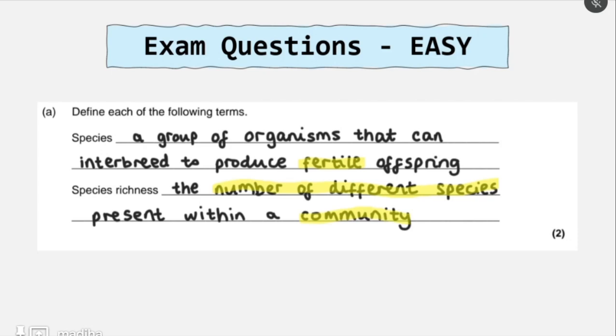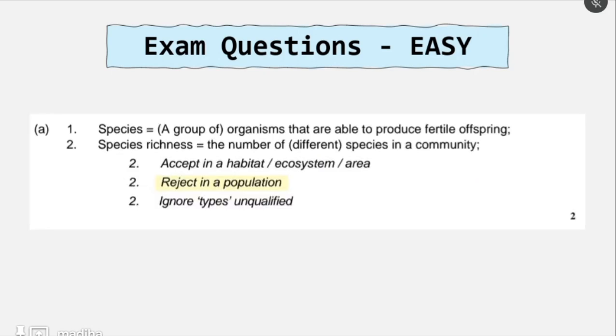Now if we look at the mark scheme, species: a group of organisms that are able to produce fertile offspring. You don't need to write interbreed, it's the same thing. You just need to talk about organisms producing fertile offspring, okay? Now with the other one, we're talking about the number of different species within a community. That's exactly what I put. They do allow habitat, they do allow ecosystem, they do allow area, which I think is iffy because it's not that specific. If I were you, I would be really specific and say community. They reject inner population. Why?